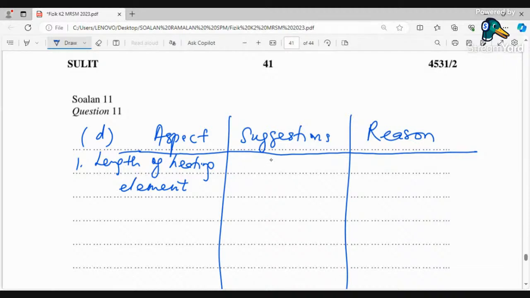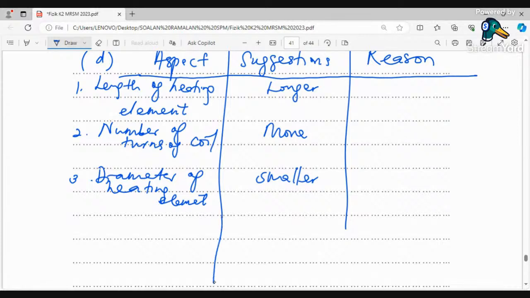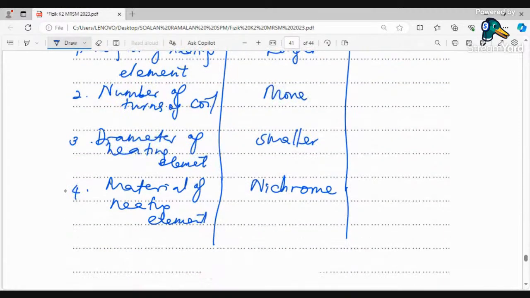Okay, longer. Okay, number 2, number of turns of coil should be more. Okay, the third is diameter of heating element. Small or smaller can also, or thin can also. Okay, material of heating element. The popular one is nichrome. Okay, there are many ideas you can give.